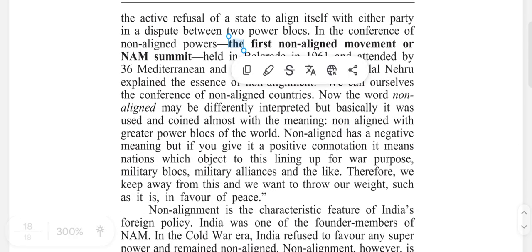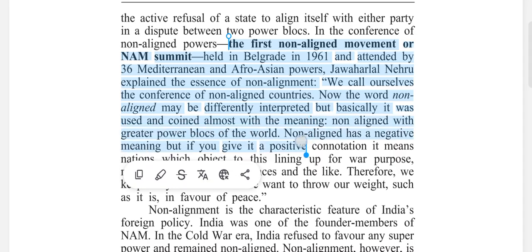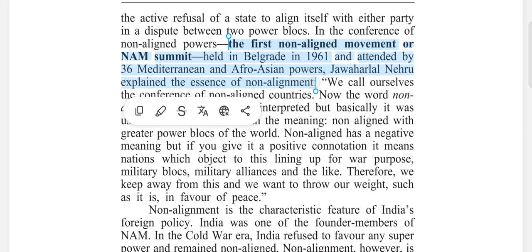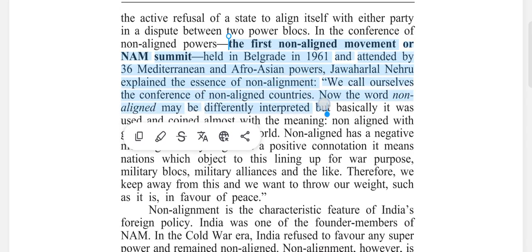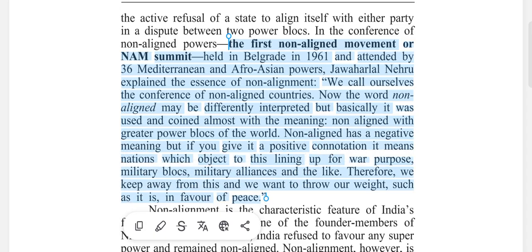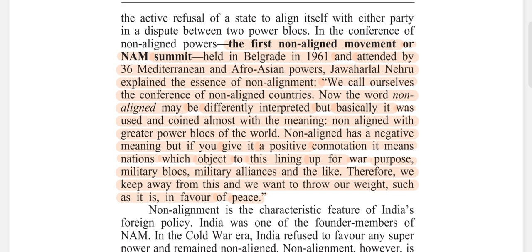In the Conference of Non-Aligned Powers, the first non-aligned movement or NAM summit, held in Belgrade in 1961, and attended by 36 Mediterranean and Afro-Asian powers, Jawaharlal Nehru explained the essence of non-alignment. We call ourselves the Conference of Non-Aligned Countries. Now the word non-aligned may be differently interpreted, but basically it was used and coined almost with the meaning non-aligned with greater power blocs of the world.